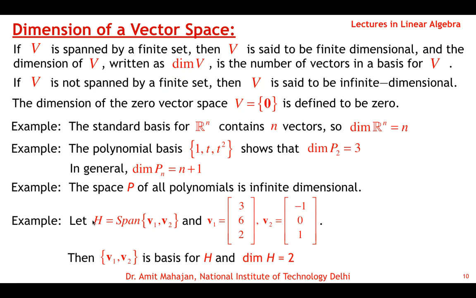Let H be spanned by two vectors v1, v2, and v1 is this vector, v2 is this vector. So clearly H is a spanning set which is spanned by two vectors, and these two vectors are linearly independent. Since v2 is not a multiple of v1, and v1 is not a multiple of v2. Okay, so two linearly independent vectors which span H. So these two vectors form the basis for H, and because there are only two vectors in the basis of H, that means the dimension of H is 2.